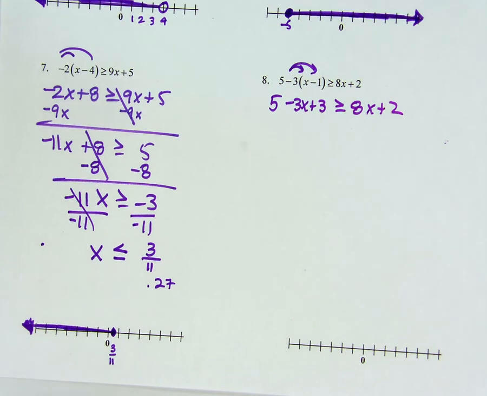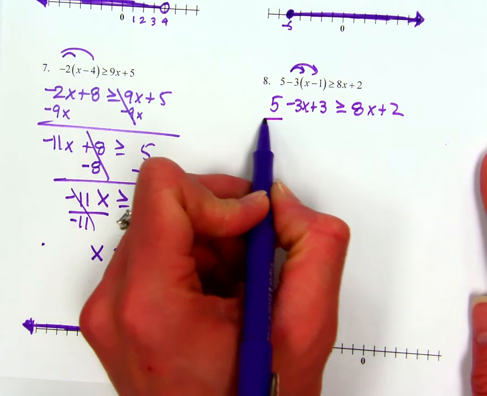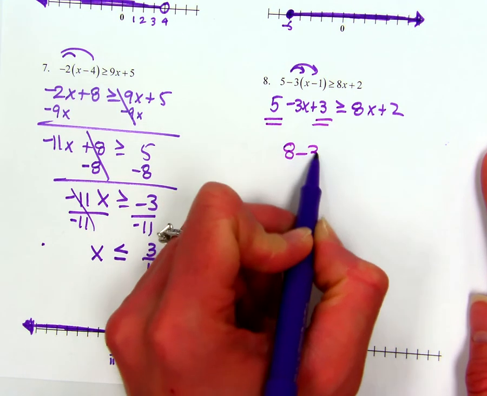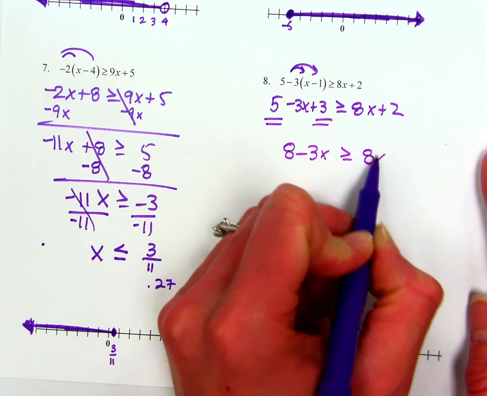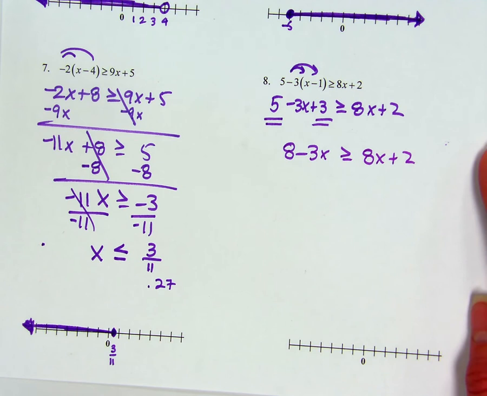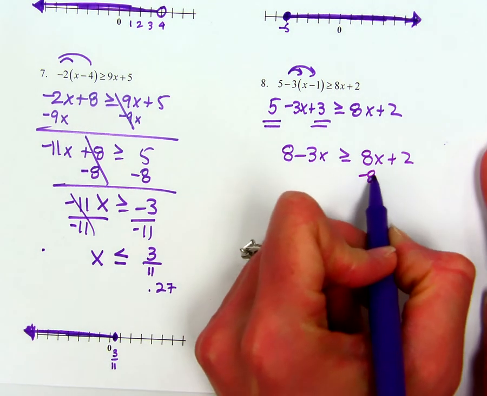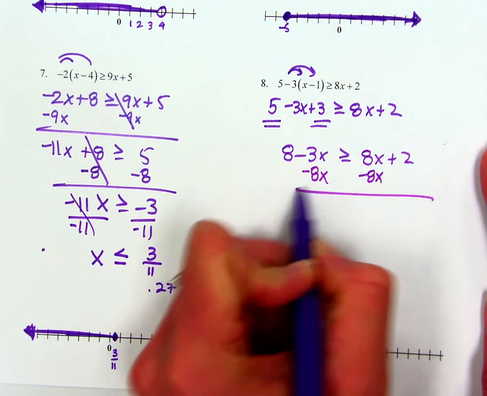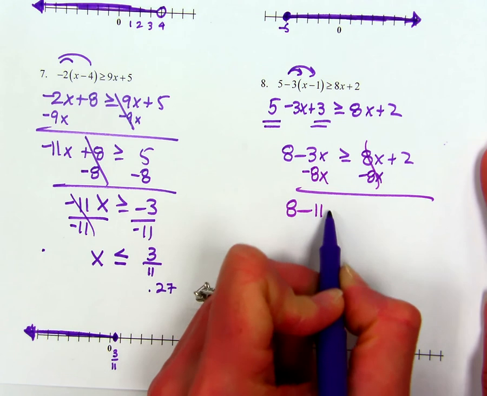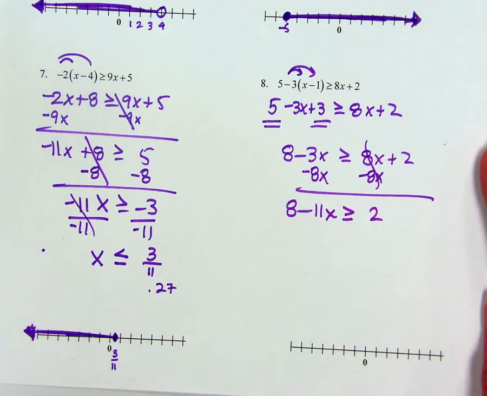Now on this one, I do have like terms on the same side of the equation. So I have a 5 and a 3. That gives me 8 minus 3x is greater than or equal to 8x plus 2. All right, then I need to move my variables to the left side. So subtract 8x on both sides. I have 8 minus 11x is greater than or equal to 2.